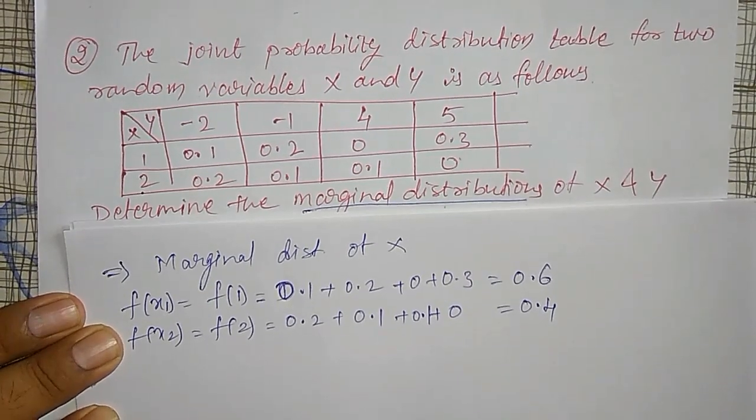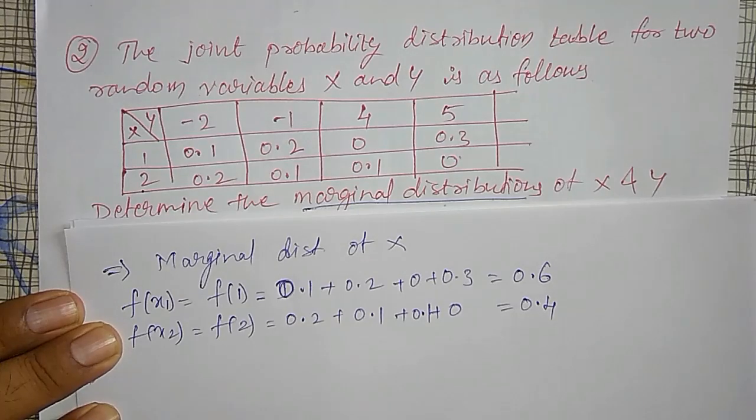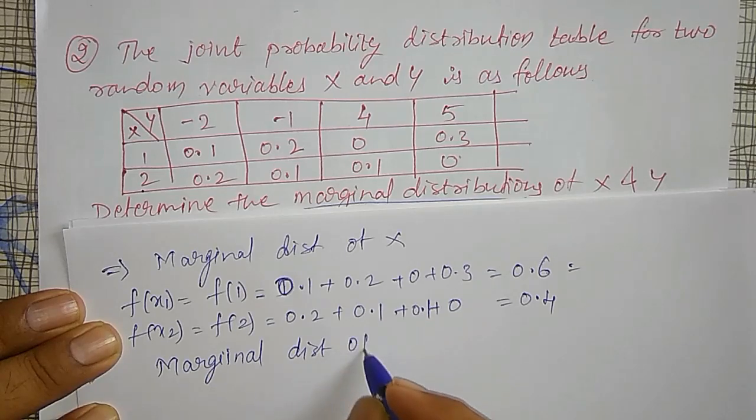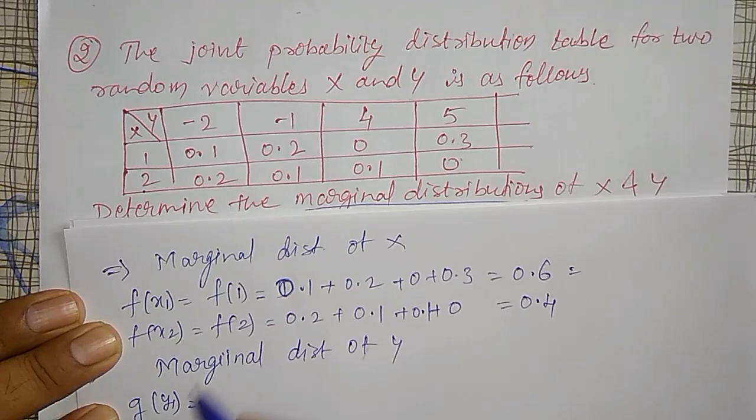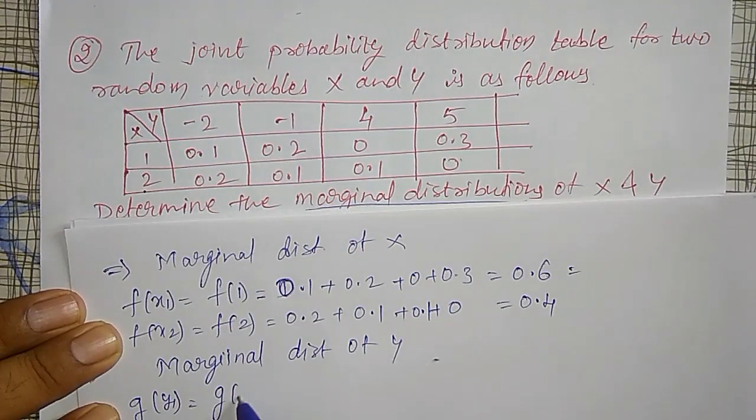Okay, then the sum of these probabilities also must be equal to 1. We know that already. Later I will calculate. These are the marginal probability distributions of x. Then marginal distribution of y I have to calculate. That is g of y1. This is column wise addition for -2. G of -2, its addition is 0.1 plus 0.2 equal to 0.3.